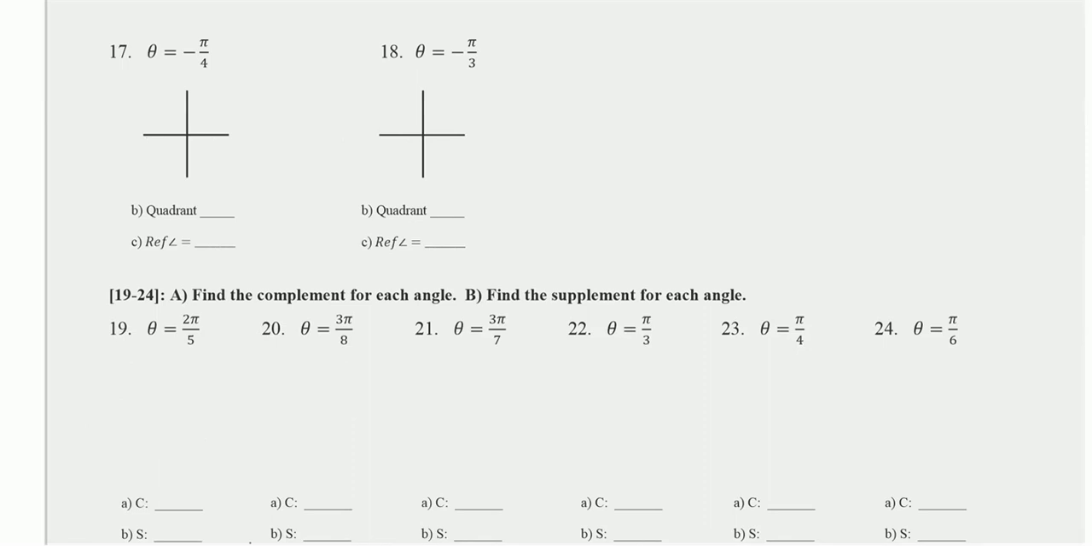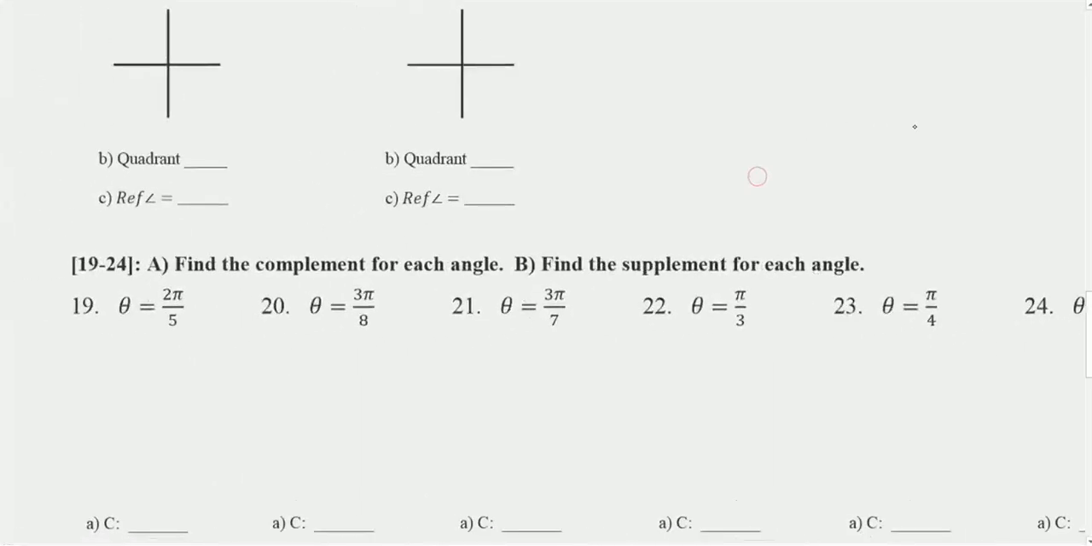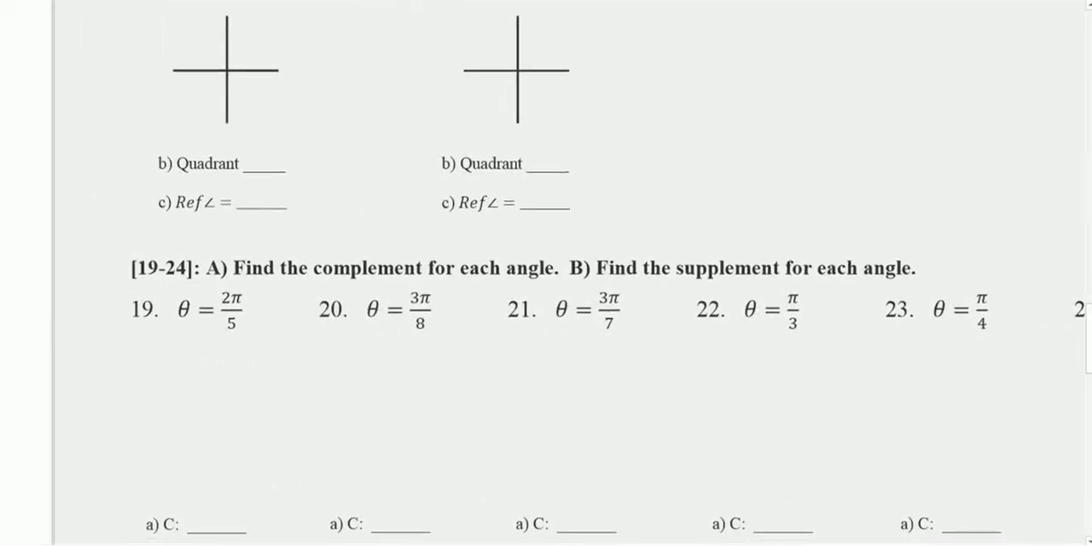On number 19 to 24, we're to find the complement for each angle and find the supplement for each angle. A complement, or complementary angles, are two angles that add up to 90 degrees. Supplementary angles are two angles that add up to 180 degrees. So let's take a look at 19. Let's keep in mind pi radians is equal to 180 degrees.